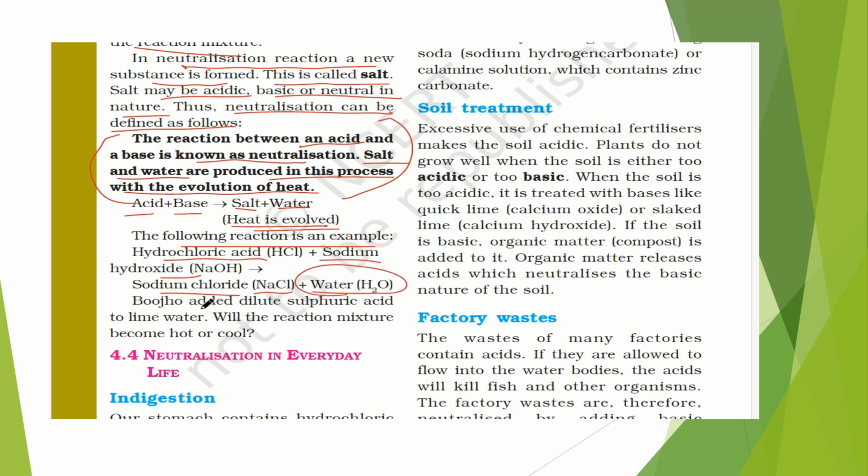Okay, now Bujo added dilute sulfuric acid to lime water. So will the reaction become hot or cool? It will be hot, obviously, right? One is acid, another one is base. So whenever we add acid to base, we know salt and water will be produced, and heat is obviously evolved. Is it clear to everyone? If you have any doubts, please ask in the comment box. Hydrochloric acid, when reacting with sodium hydroxide, produces sodium chloride, our common salt which we use daily, and water, and obviously with the evolution of heat.